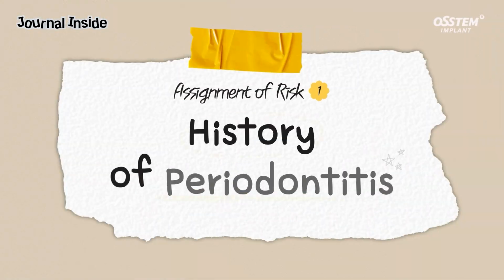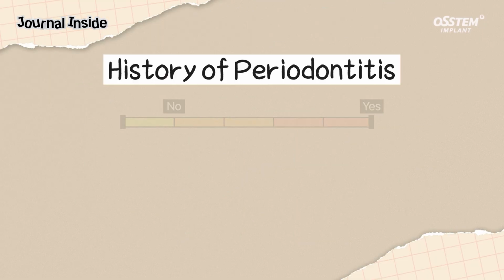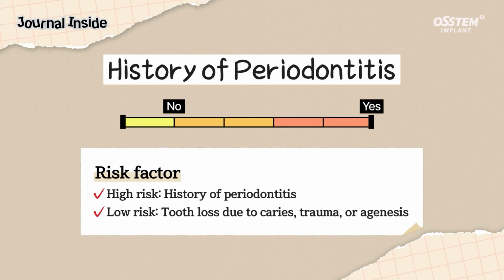The first factor is a history of periodontitis. The level of risk is determined by whether the cause of tooth loss prior to implant placement was periodontal in origin, or whether it was due to other reasons such as caries or trauma.